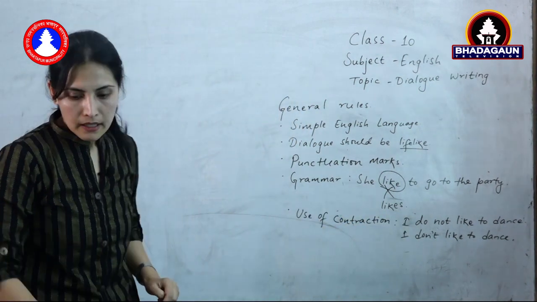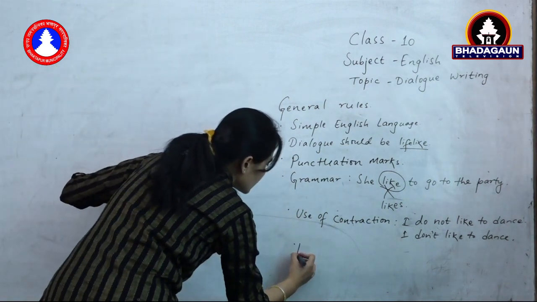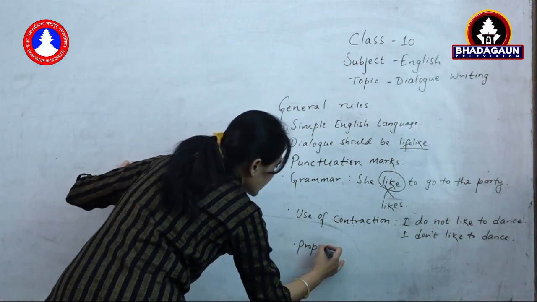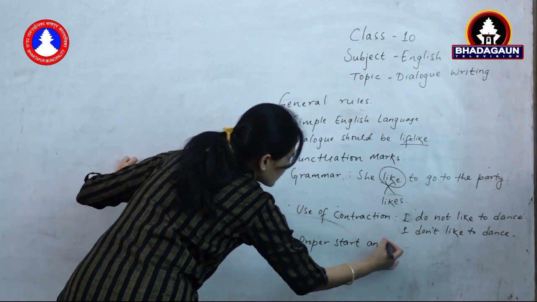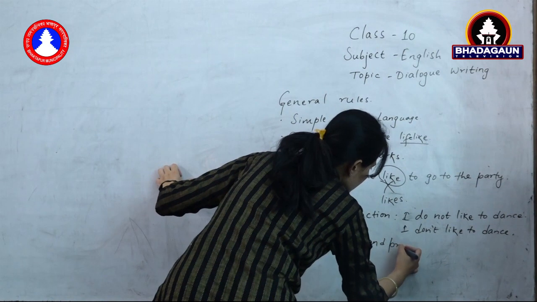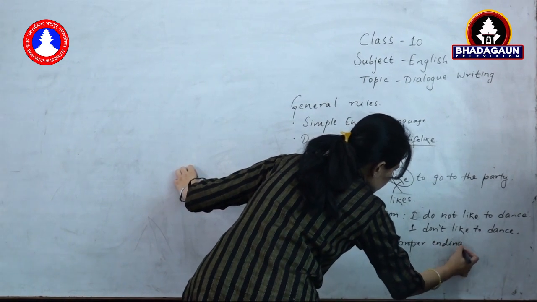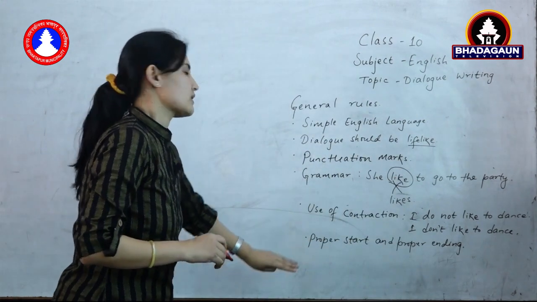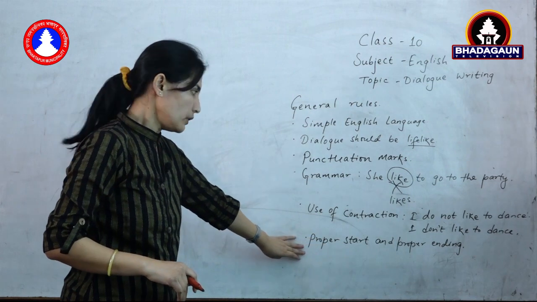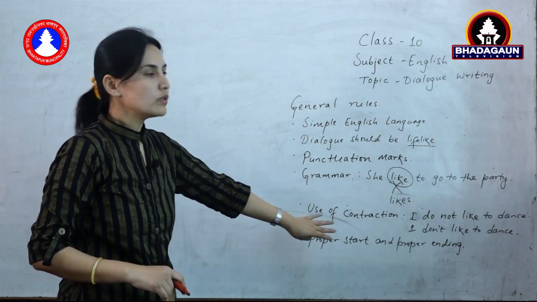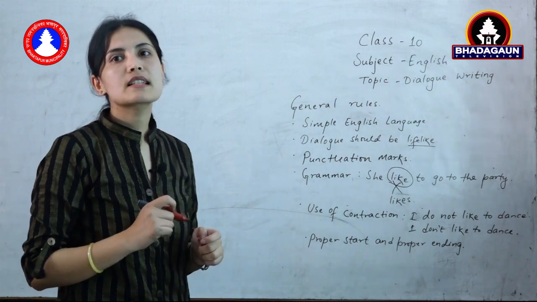All right. And the next thing is, of course, proper start and proper ending. The starting of the dialogue should be very much proper, and likewise the ending should also be done properly. Whenever we write dialogue, there must be at least 6 exchanges.